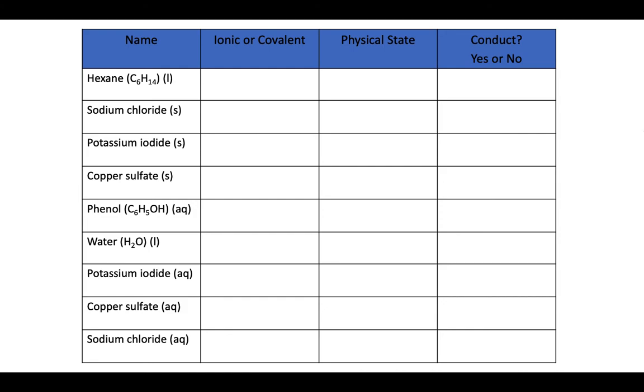Top tip from Miss McPherson here, get your data booklet out. You want to be looking to see whether the atoms involved in each of these compounds are two non-metals or a metal and a non-metal. So I'll start you off. So in hexane, carbon is a non-metal, hydrogen is a non-metal. Two non-metals bonded together, she's going to be covalent.